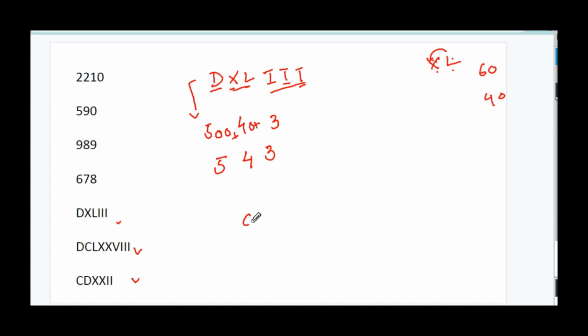For example, let's do this one, CDXXII. It means CD is equal to 400, XX means 20, and 2 I's means 2, right? Now we can add them easily, that is 422. So this is your answer.